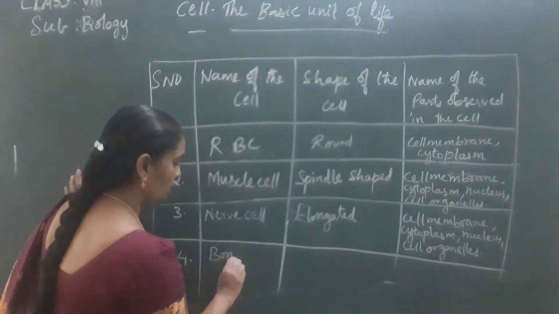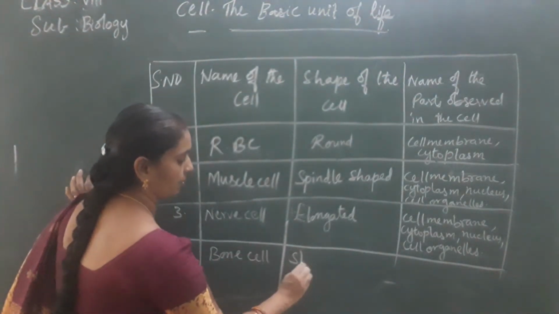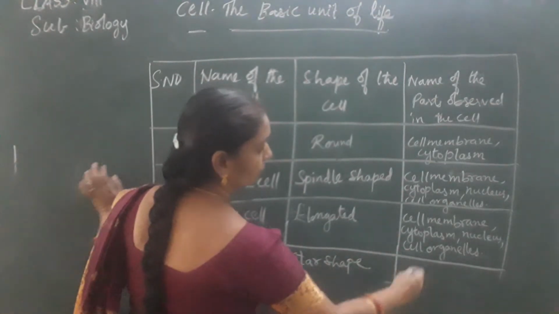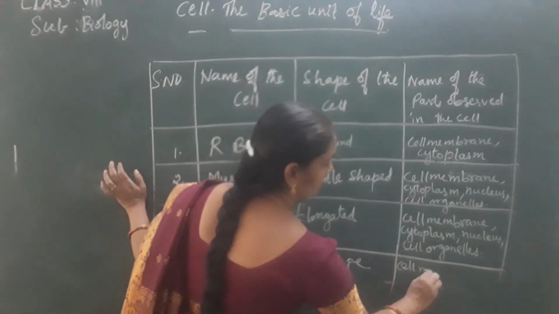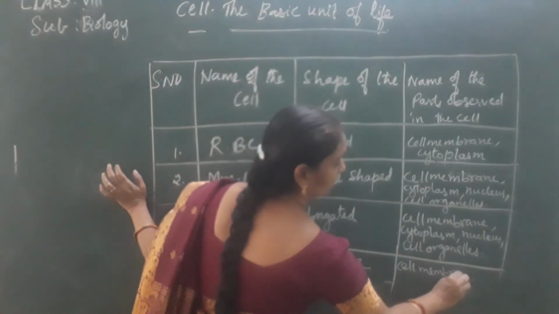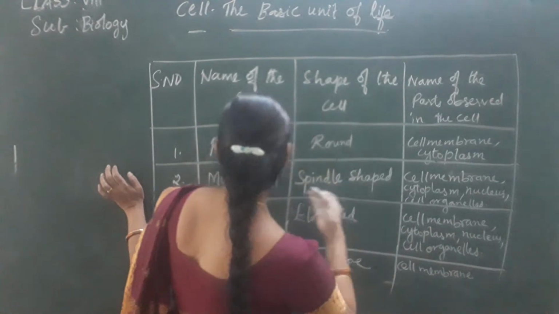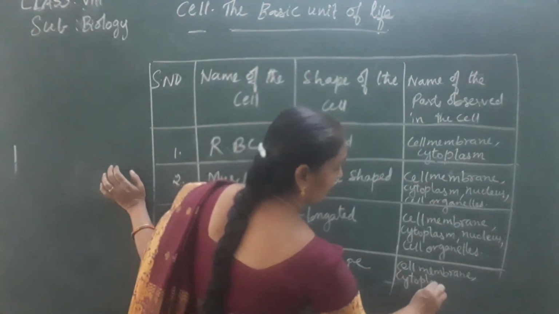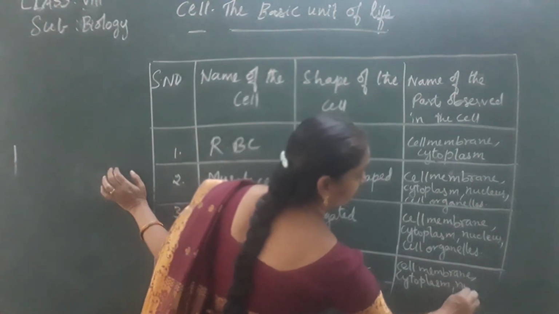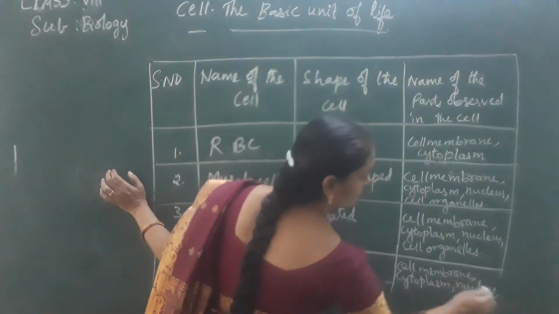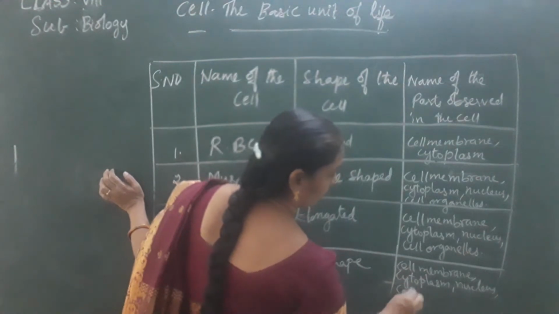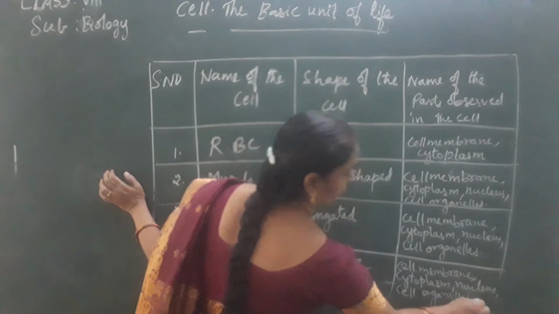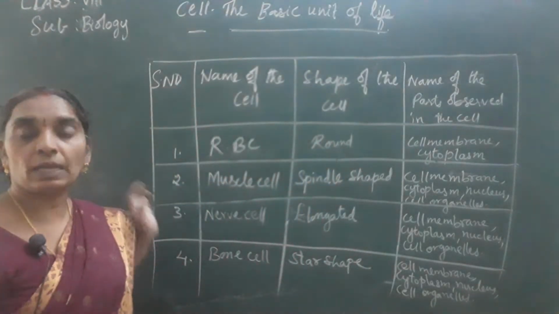How is the bone cell? What is the shape of the bone cell? It is star shaped. And what is present in it? Same as the muscle cell: the cell membrane, cytoplasm, nucleus, and it also contains the cell organelles inside. So note. Now coming to the WBC.